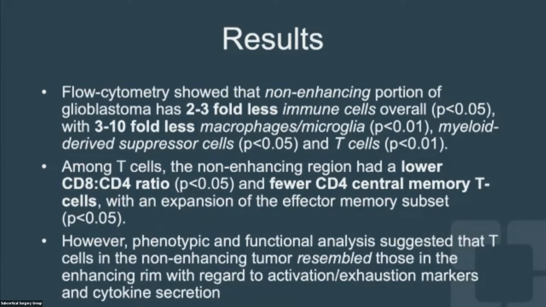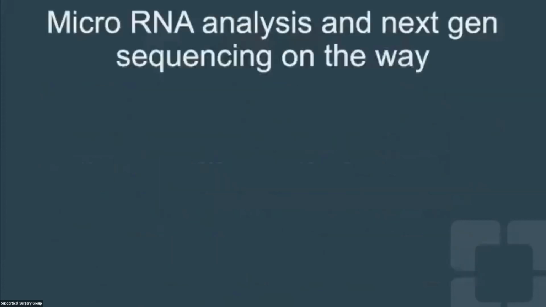It's just fewer cells. Generally speaking, 2 to 3-fold less immune cells in non-enhancing versus enhancing, and in some subtypes, 3 to 10-fold less, like MDSCs, T cells, and macrophages. MicroRNA sequencing is in process, but I'm very excited to see what that would show us.